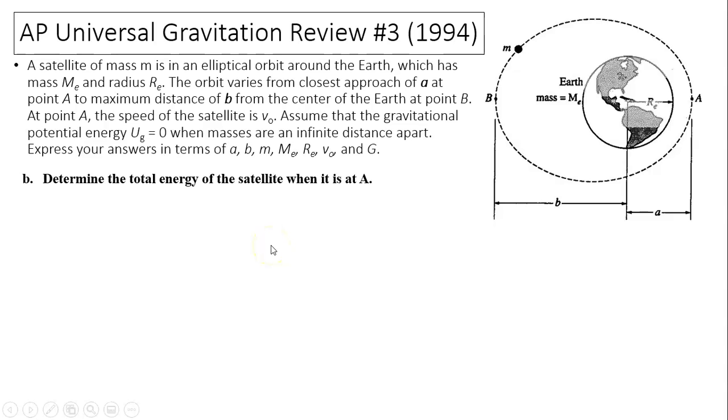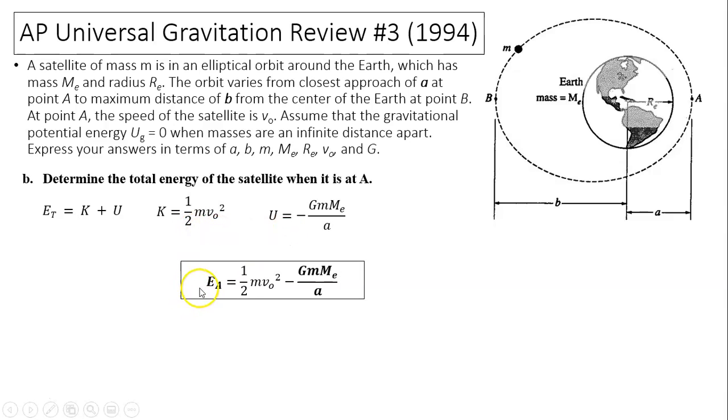Take a look at the second one. Determine the total energy of the satellite when it is at point A. At point A the total energy is the sum of kinetic and potential. Kinetic is just 1/2 m v squared, and the potential energy, as given by the last question, is negative G M_E m over r. Substituting appropriate values, the total energy at A is 1/2 m v naught squared, the kinetic energy at point A, plus the negative potential energy at A.